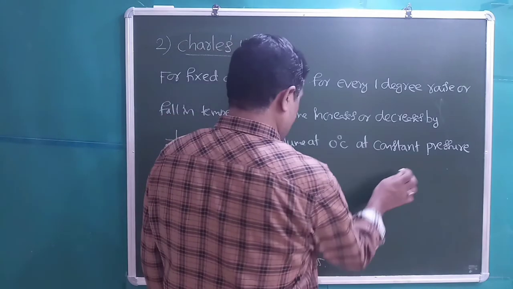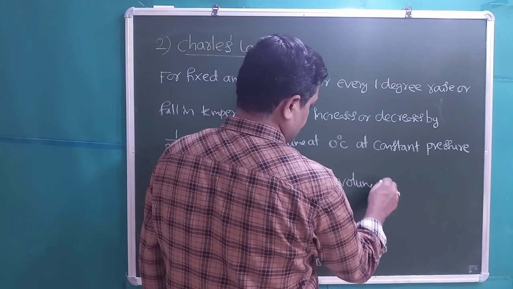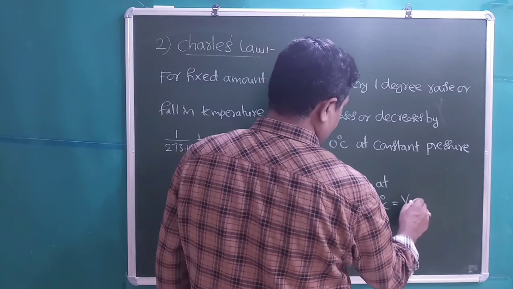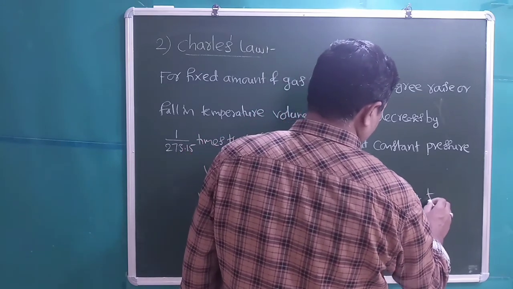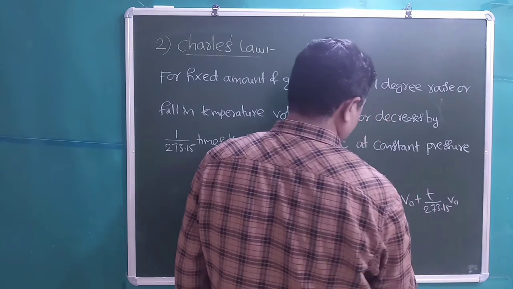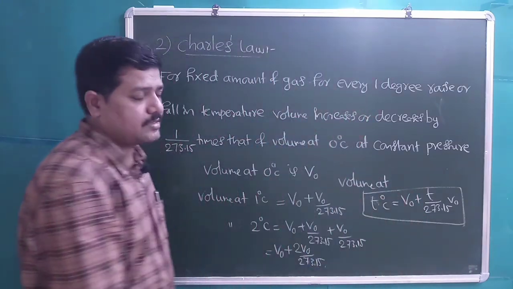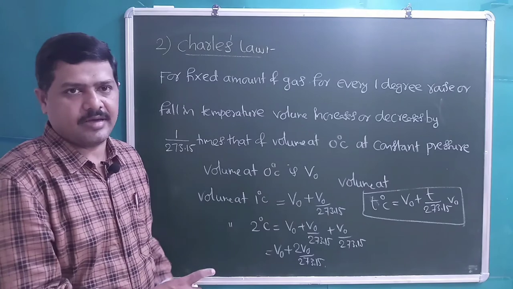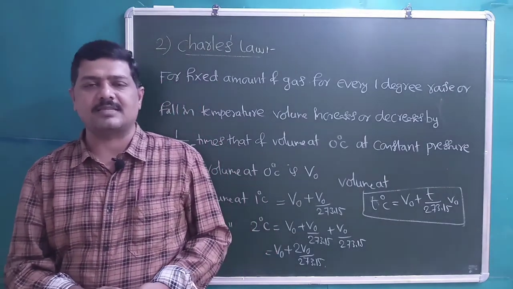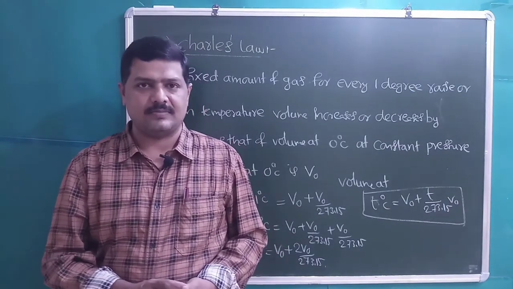If it is T degrees Celsius, volume at T degrees Celsius is equal to V naught plus T by 273.15 into V naught. In other words, we can say this Charles law as, at constant pressure, volume of the gas is directly proportional to the temperature. Now let us discuss that.